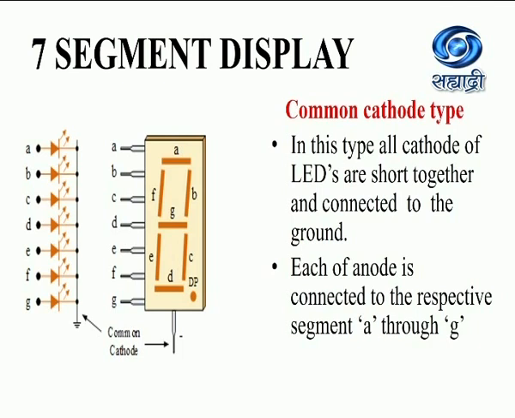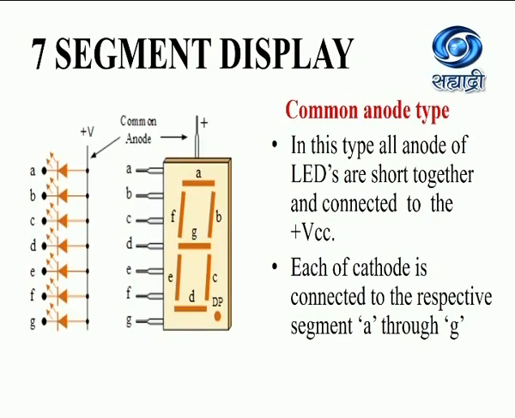So the first is common cathode type. If you observe this diagram, 7 LEDs are connected together. In this type, all cathodes of the LEDs are shorted together and connected to the ground, which is at pin number 3, and each anode is connected to the respective segment A through G. So here 7 segments are connected to A, B, C, D, E, F, G, and the anodes of the LEDs are connected to the segments and cathodes are connected to the ground. That's why this type of display is called common cathode type.